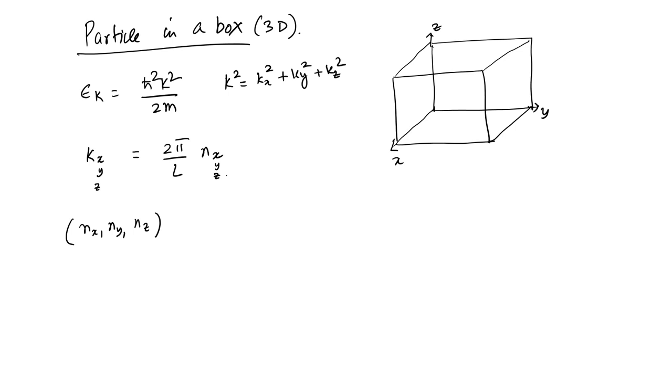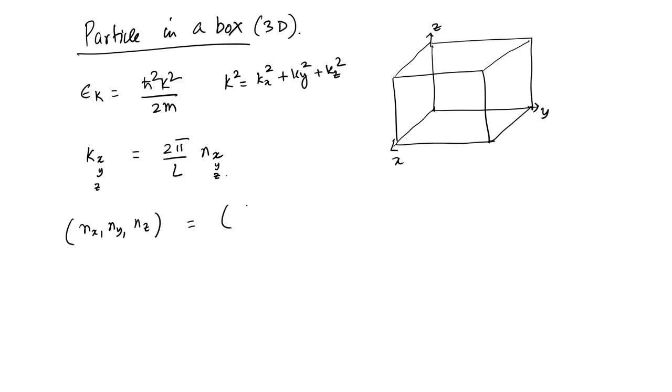And you see that apart from the ground state, now there's a degeneracy, and this degeneracy is what we are talking about, that is, different quantum numbers, which correspond to different quantum states or wave functions, have the same energy. For example, nx² plus ny² plus nz² equal to 6, then we can have 2, 1, 1, 1, 2, 1, and 1, 1, 2. So these three are degenerate, because they correspond to different wave functions.